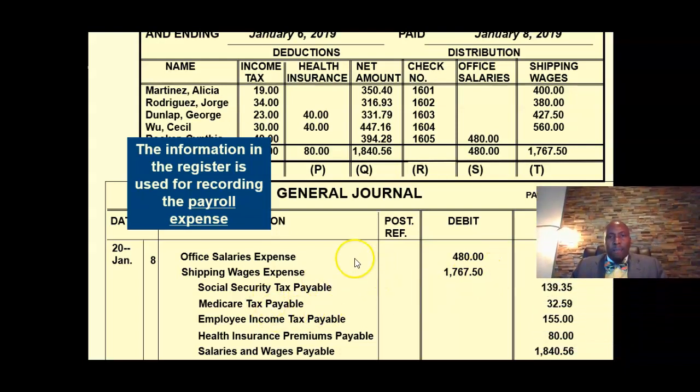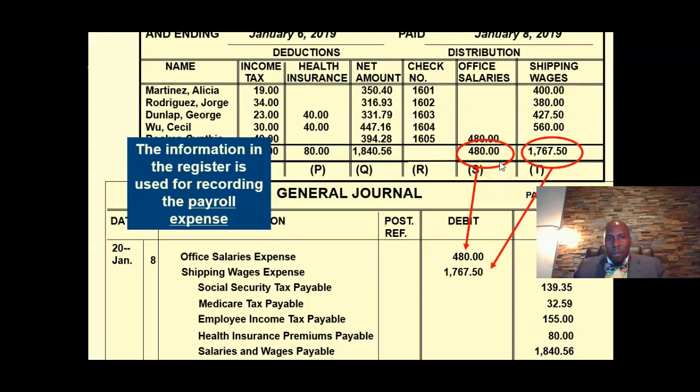So here we have our journal entry to record our payroll information, and the information we're going to use is coming from the payroll register. So the gross amount earned by the office employees and those working shipping is recorded as an expense by the employer. So we have office salary expense for the $480.